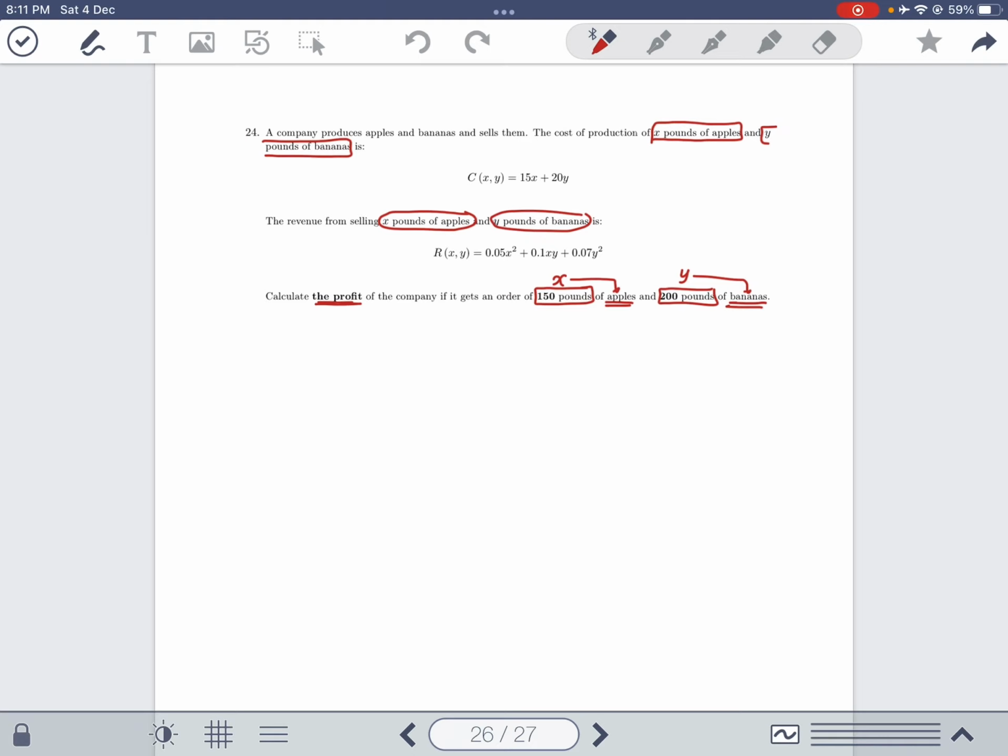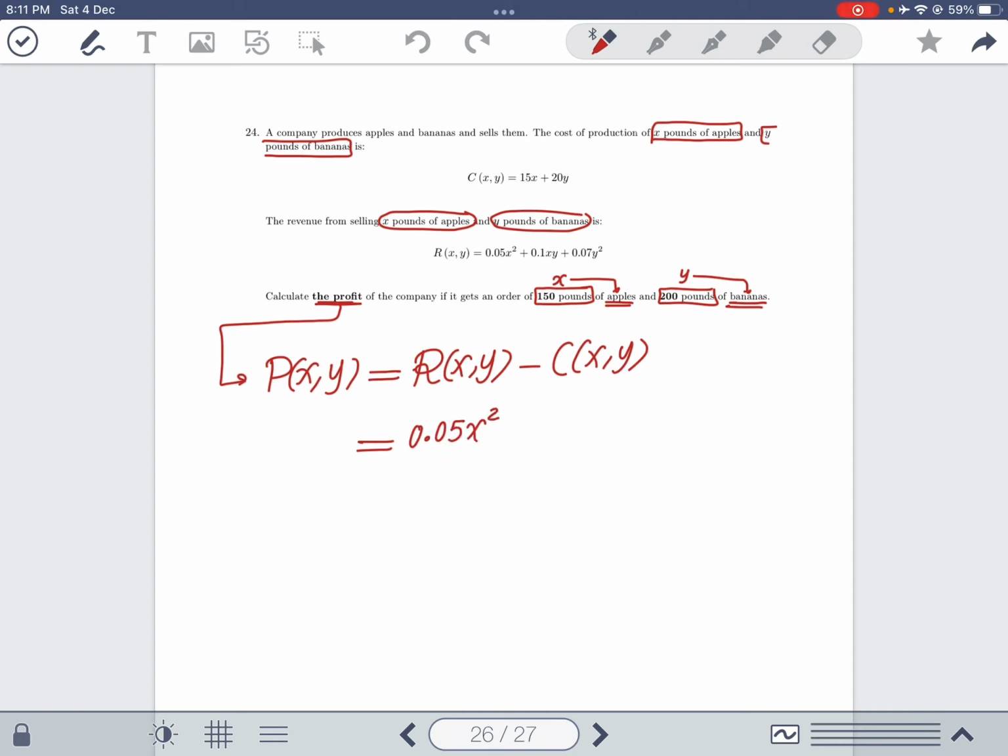So now the profit function is P of XY. This here is a function of two variables, and you know the profit is always the revenue minus the cost. And now you just write the revenue function as it's given to you, 0.05 x squared plus 0.1 xy plus 0.07 y squared. This is the revenue minus the cost, which is 15x plus 20y.